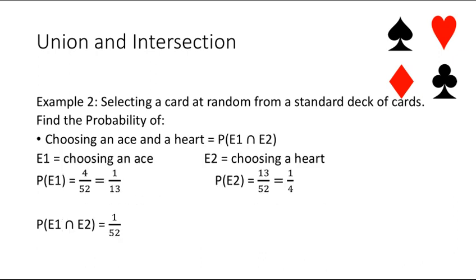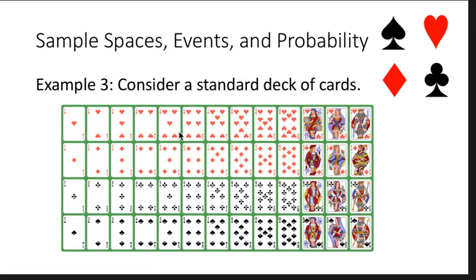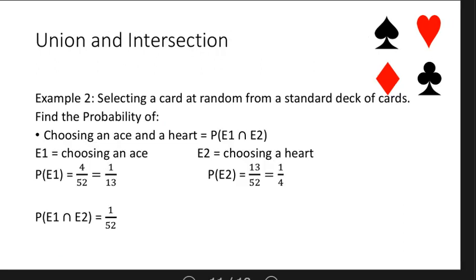So what's the probability of choosing an ace and a heart? So let's think about that. How many ways can we get an ace and a heart? So remember from the sample space, we want an ace and a heart. There is only one ace of hearts in this deck. So the probability of choosing an ace and a heart is 1 out of 52.